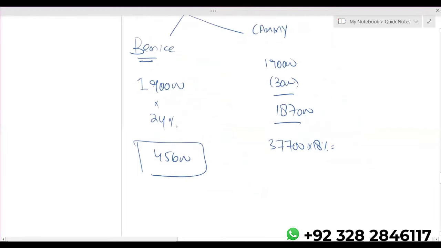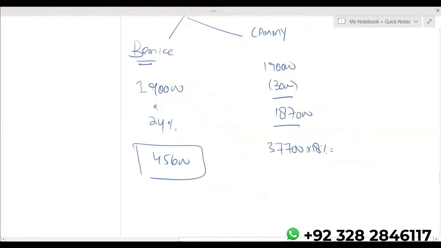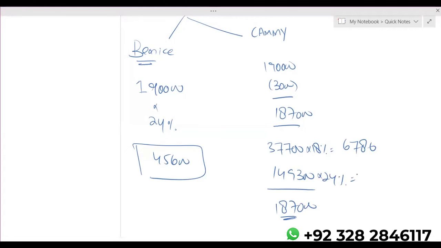Okay, I'll do it. Don't worry. Let's take 37,700 at 18%: 6,786. From 1,87,000, simply deduct 37,700. I'm getting 1,49,300, then 24%. We just want to see if 50% of the property before the disposal is transferred to Kame, how much tax could be saved? How much CGT could be saved? 1,49,300 at 24% is 35,832.